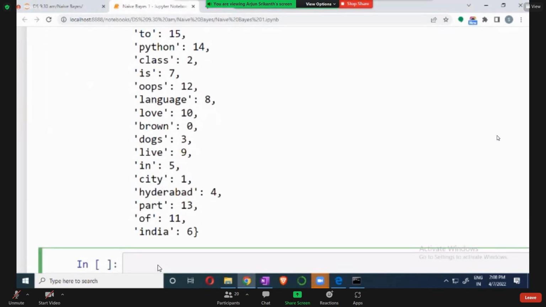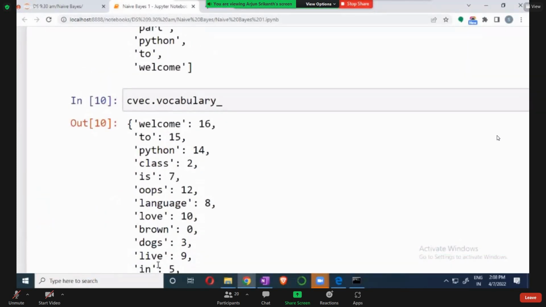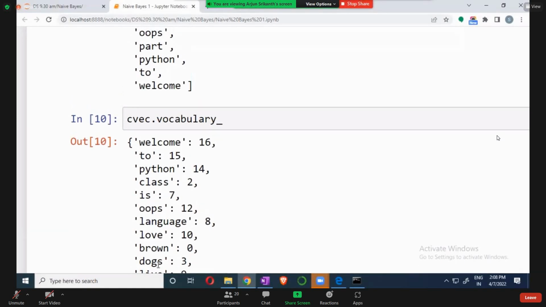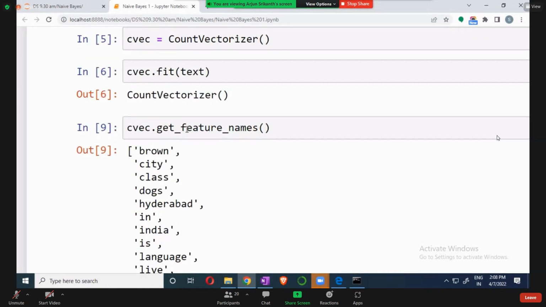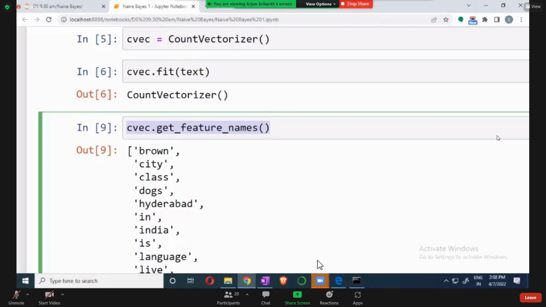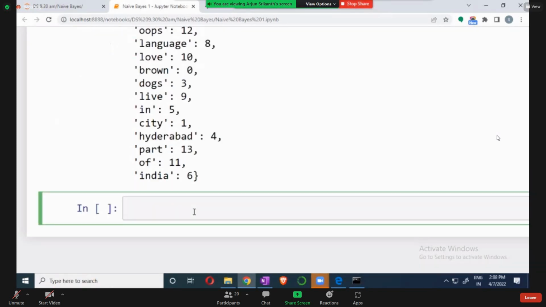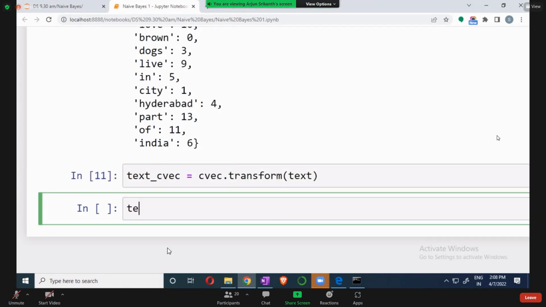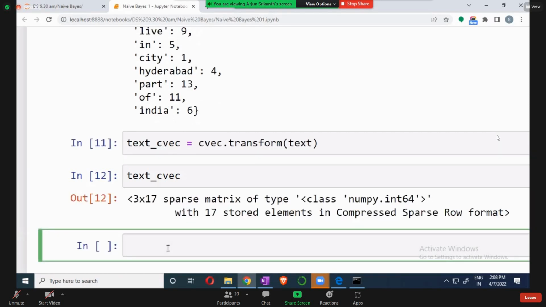You have done it. Now we will transform this one. Got it. Now let's transform this. How to transform it? cvec.transform. What do you want to transform? The text. And then we will give it as text_cvec. I will give it over here. Now in text_cvec, I'll get a sparse matrix. I told you what is a sparse matrix.